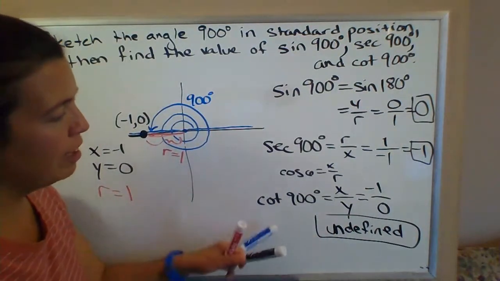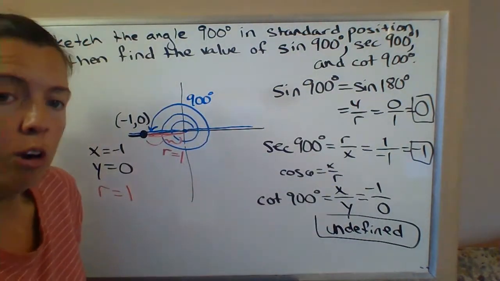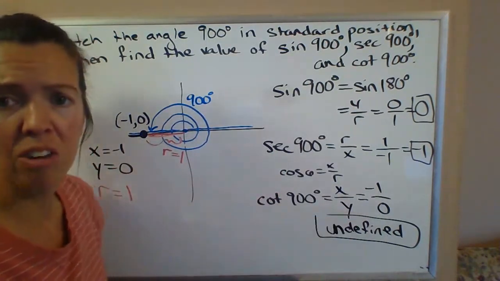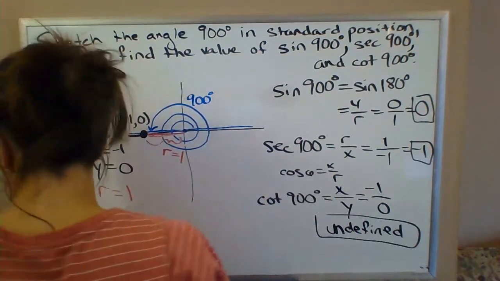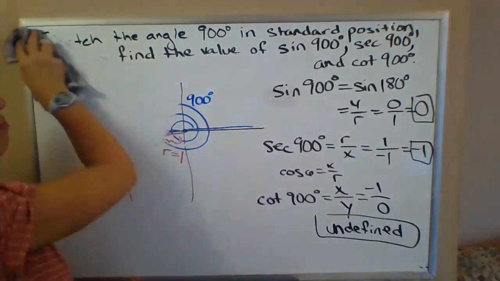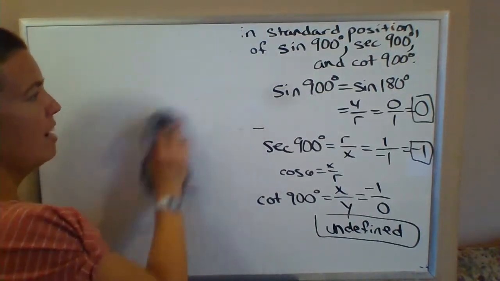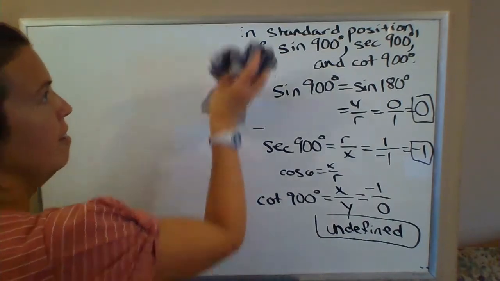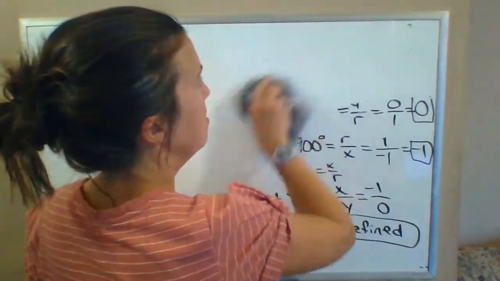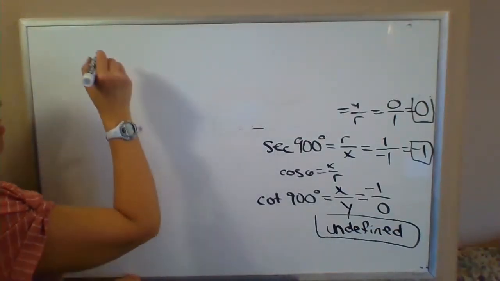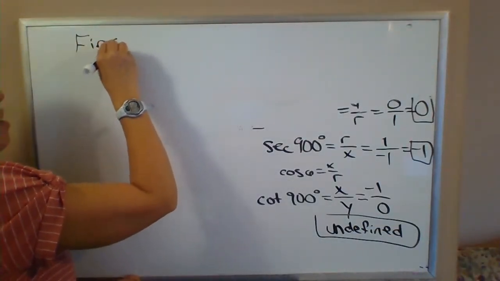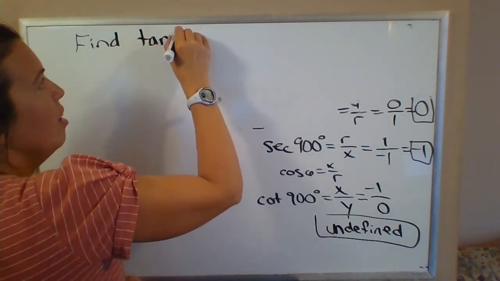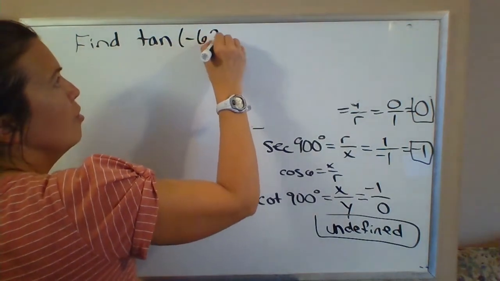These trig functions that have x or y in the denominator are going to be undefined from time to time when either your x coordinate or in this case your y coordinate is equal to 0. I want to stack one more example into this video. So suppose instead of 900 degrees, we had, let's say, negative 630. So one last example in this video. Suppose we're asked to find the value of tangent of negative 630 degrees.